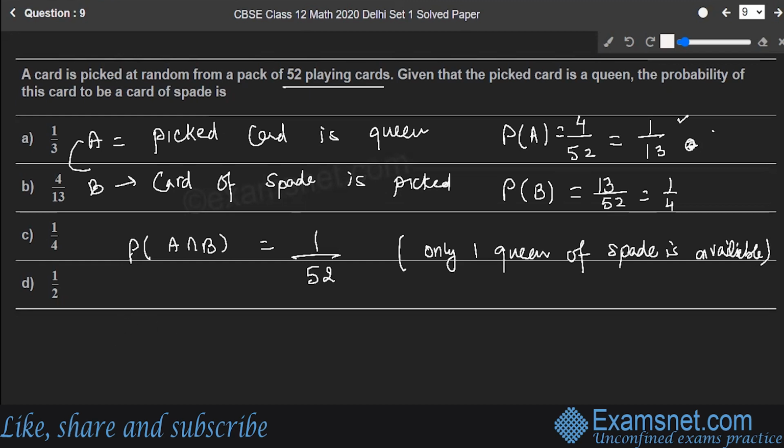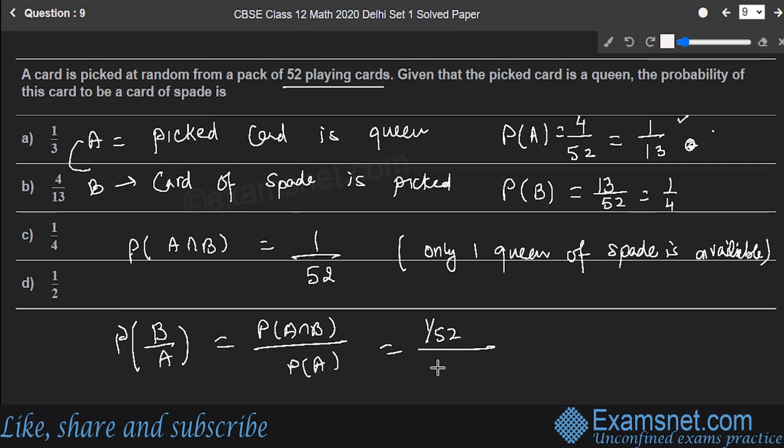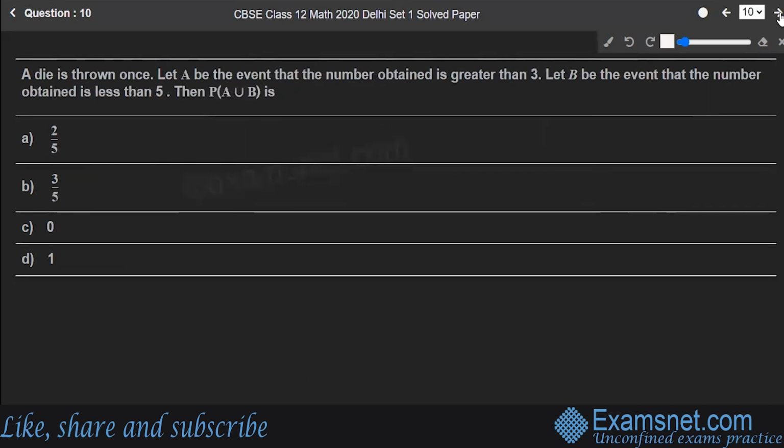Okay, so what you need to find out in the question is probability B upon A, which is given by probability A intersection B divided by the probability of A, which is equal to 1 upon 52, and probability of A was equal to 4 upon 52. Taking this value, that will give me 1 by 4. That means you have option C to be the correct answer. Hope you understood that. Let's move to the next question, number 10.